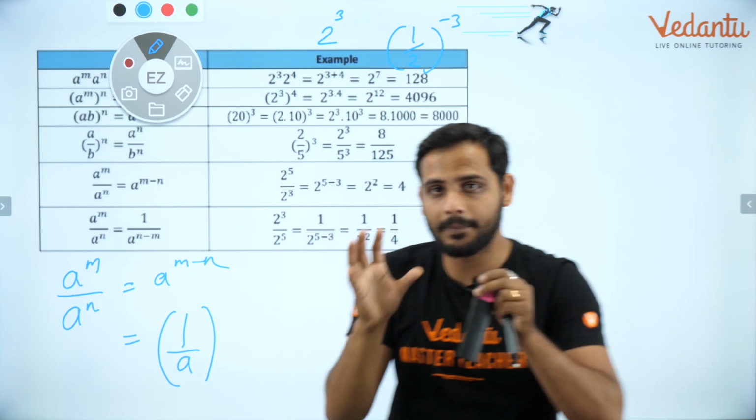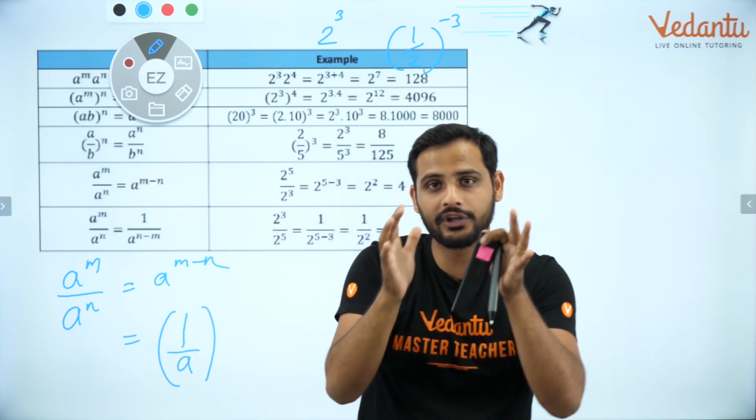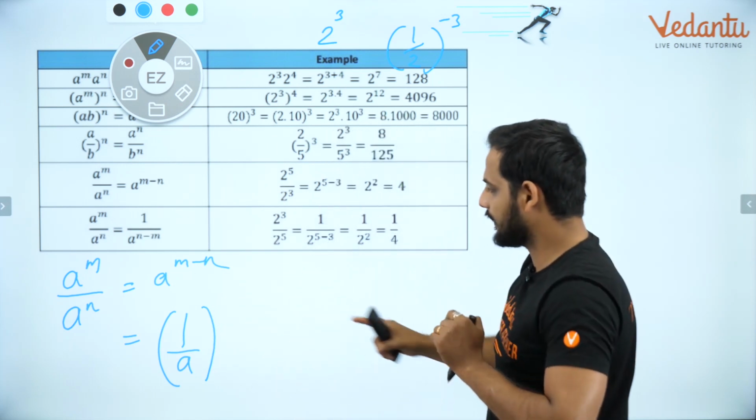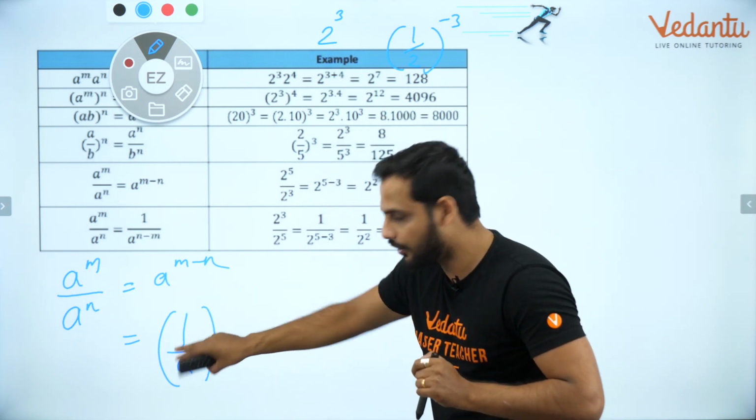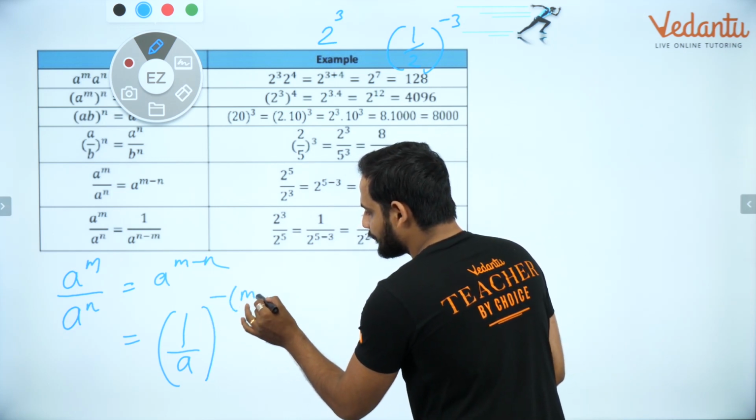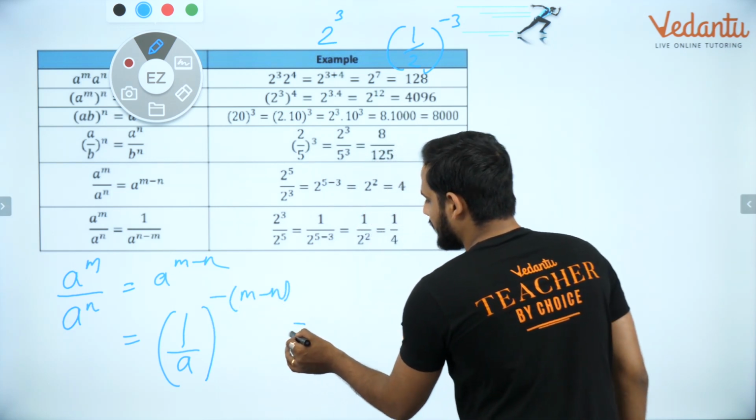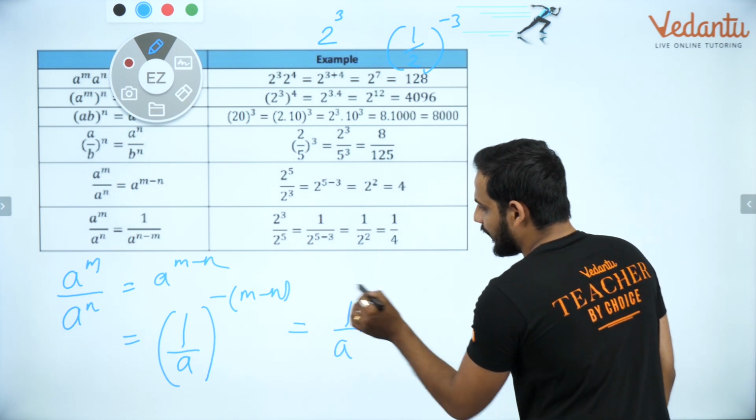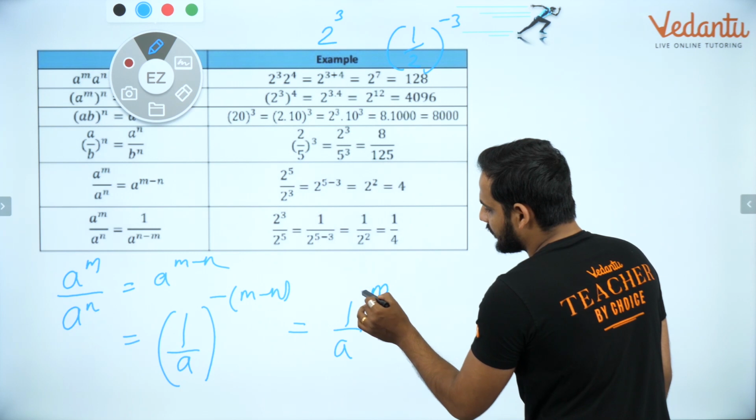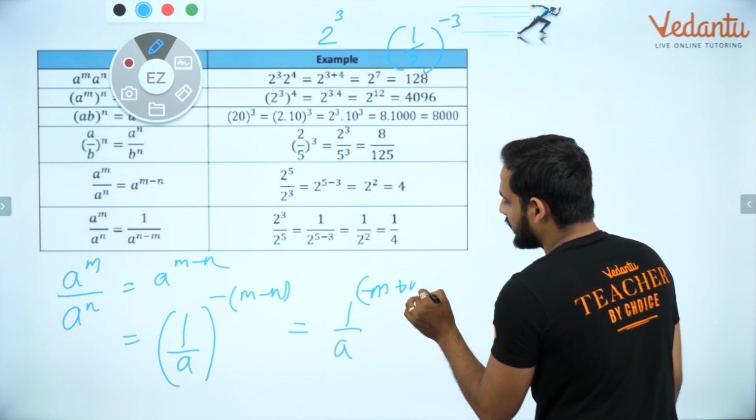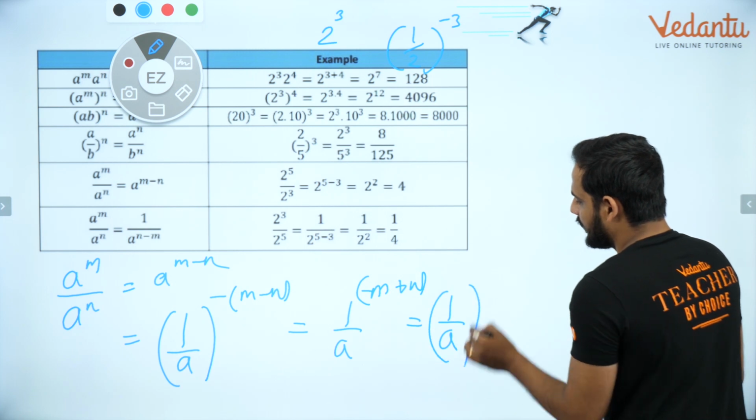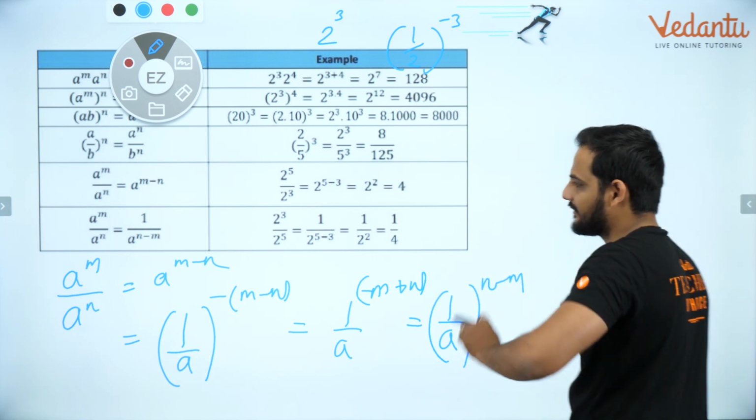Remember, whatever operation, if you do the reciprocal operation on the number, you have to do the negative operation on the power. Similarly, here if I am doing the reciprocal of a, that is 1 by a, I have to do the negative of this power. So you will get 1 by a, open the bracket, minus m plus n. Another way of writing it is 1 by a raised to the power n minus m. As simple as that.